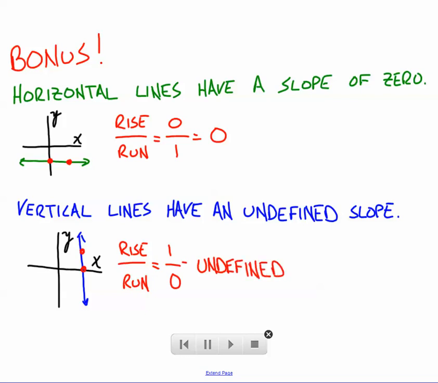You can't divide by 0. Okay, if you punch 1 divided by 0 on your calculator, it blows up. Okay, so dividing by 0 is impossible, so we call that an undefined slope. Horizontal lines have a slope of 0. Vertical lines have an undefined slope.